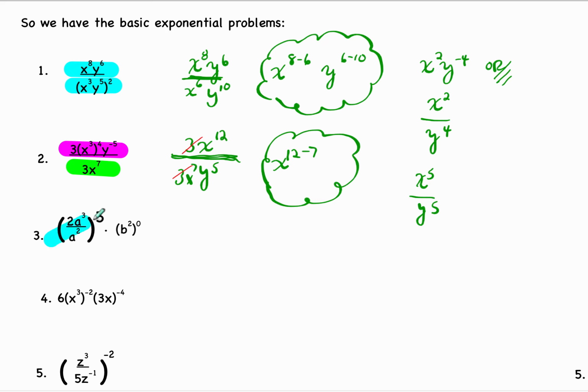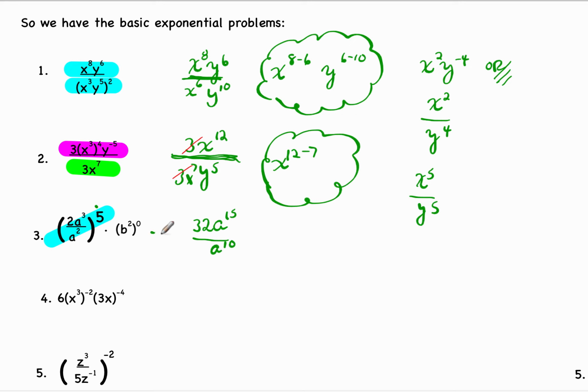We have this fraction right here that we have to handle, and that doesn't look that hard. It's saying take this fraction here and raise everybody to the 5th power. Everybody in these deep parentheses has to get raised to the 5th power. That means this 2 has to get raised to the 5th power, which is 32. A cubed raised to the 5th power is a to the 15th, because a power to a power means multiply. A squared to the 5th power means a to the 10th.